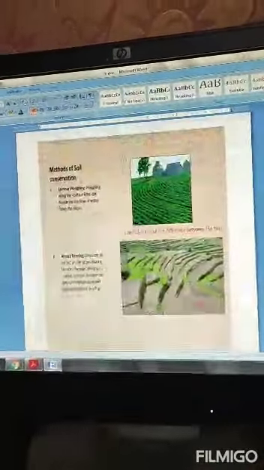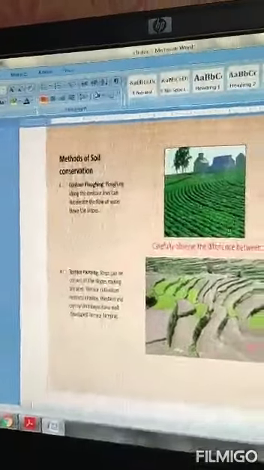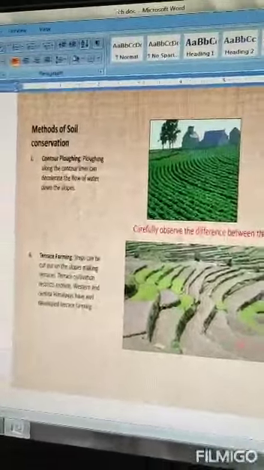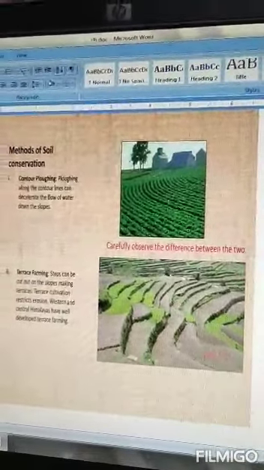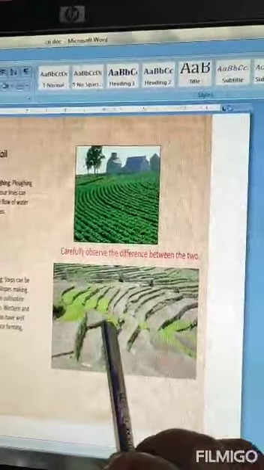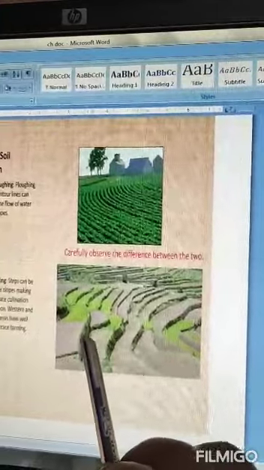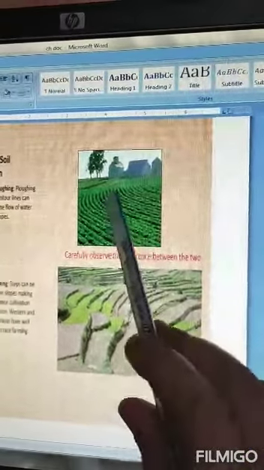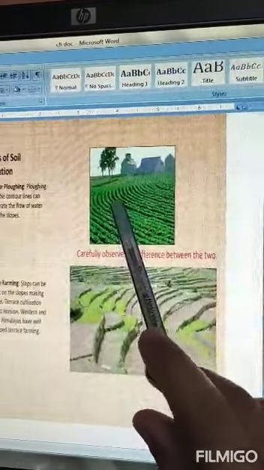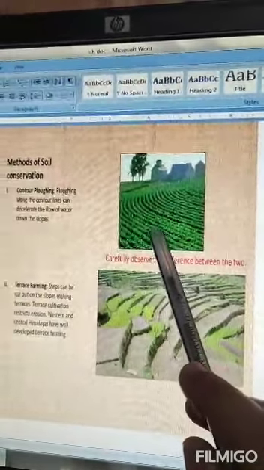Before we finish off with soil conservation methods, remember one thing: contour plowing and terrace farming are different. In terrace farming, rectangular steps are built on which crops are grown, and this is contour plowing. It is very much different.